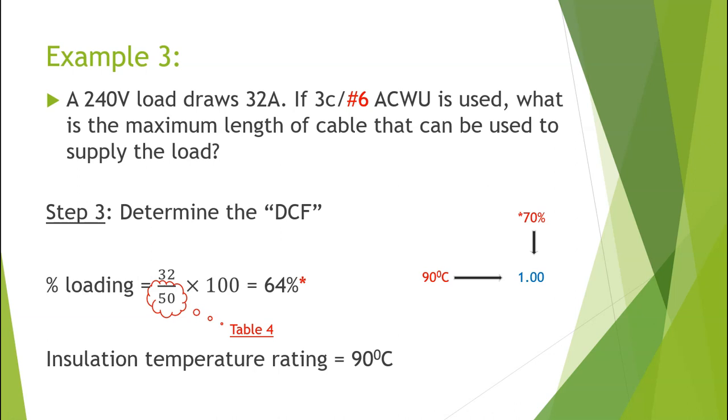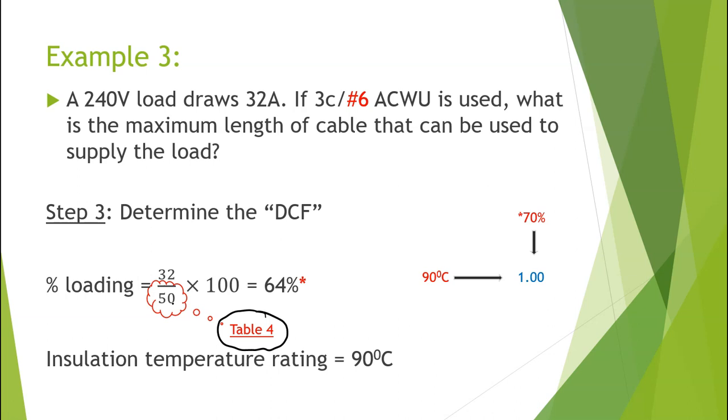So when we do our percentage loading, we actually do need to base it upon the allowable ampacity of the number 6 ACWU. So we go to Table 4 for aluminum, and we see that our number 6 ACWU, 75 degree column, would be rated for 50 amps worth of current. At our actual load ampacity of 32 amps, that means that we will be loading this conductor to approximately 64% of its maximum allowable ampacity.